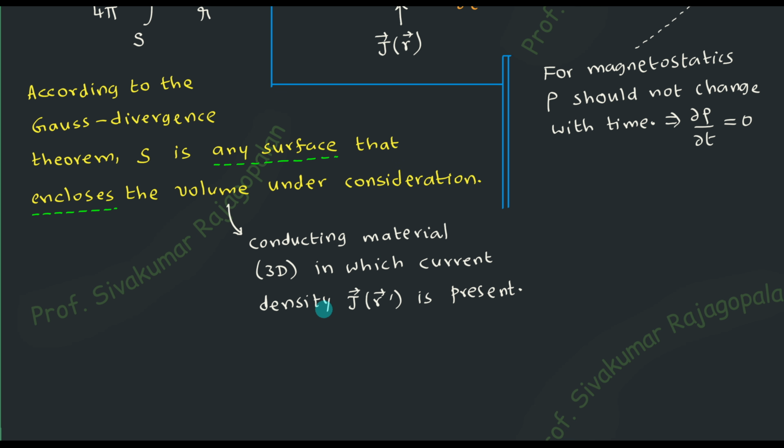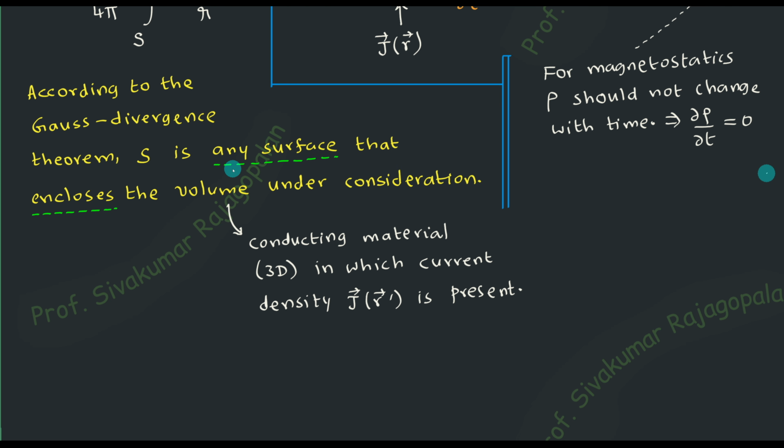Here the point should be clear now. The important point is that the S under the closed surface integration is any surface, which means that you have the freedom to choose the surface as you like. It is not a fixed surface where you don't have any freedom. That is the point you have to grasp from the Gauss theorem.